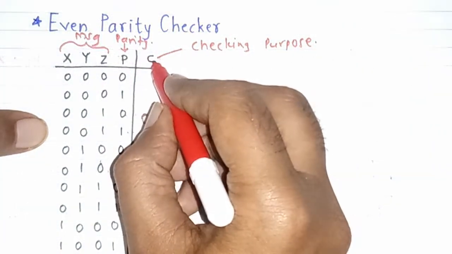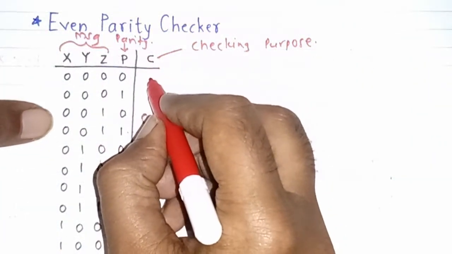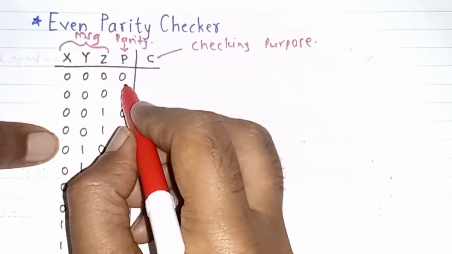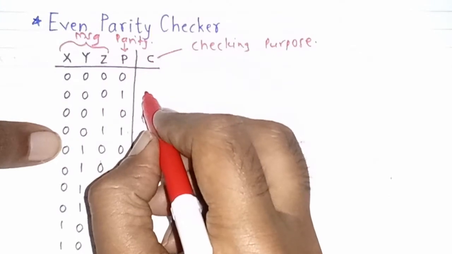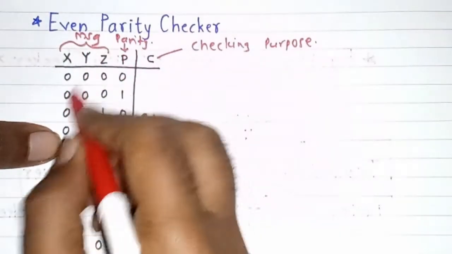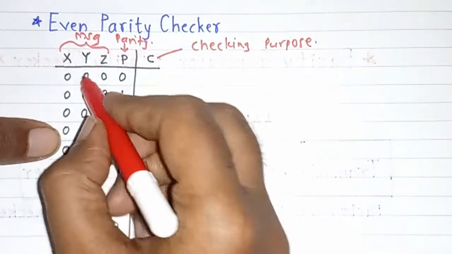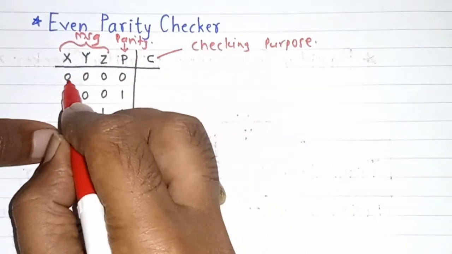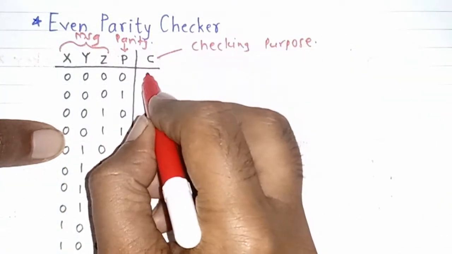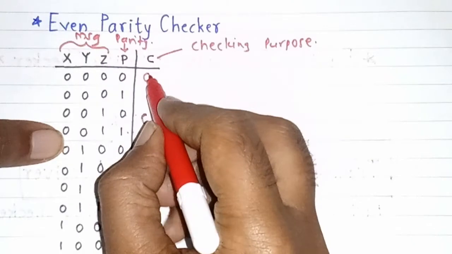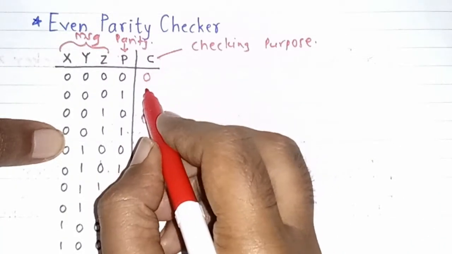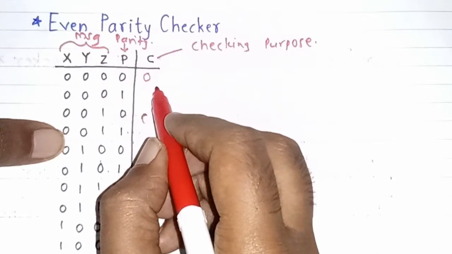So this C bit will become 0 if the number of ones in these 4 bits is even, and C will become 1 if the number of ones in the message plus parity bits is odd. In this first combination the number of ones is even, that means 0, so the C bit will become 0. When the C bit is 0, it indicates that there is no error, and if C equals 1, then it represents there is an error.